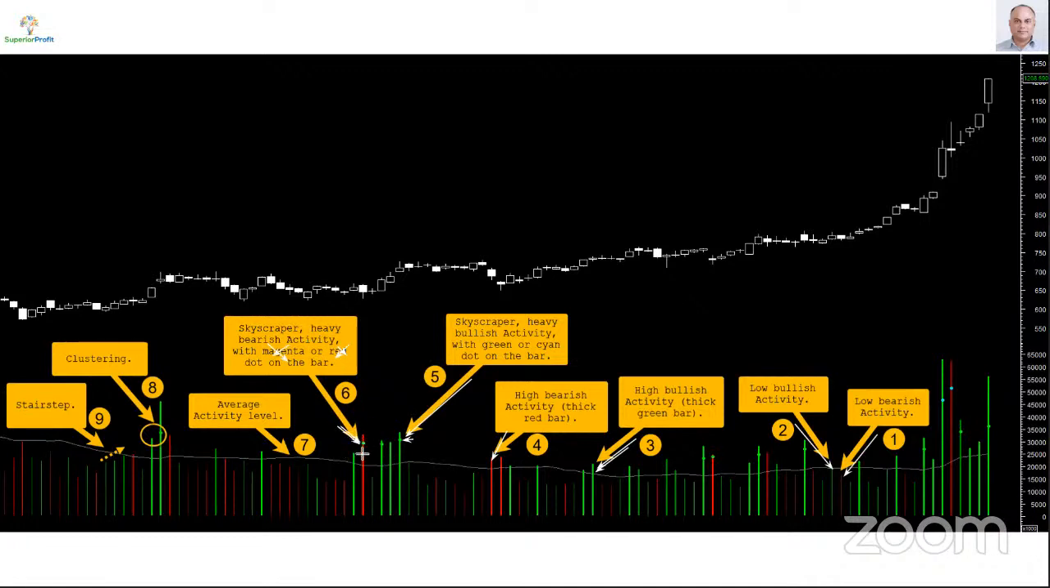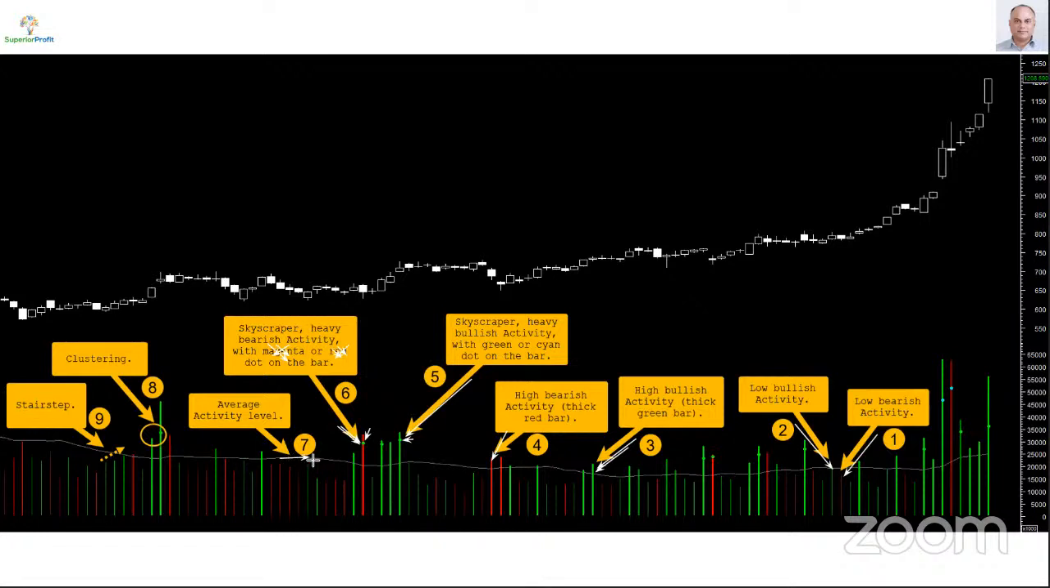Here the dot is not magenta or red, the dot is always cyan or green, but the color of the bar itself is red, that is a bearish day, and the dot means extreme or very high. So it is a skyscraper bearish. There is no magenta dot, that is a typing mistake.